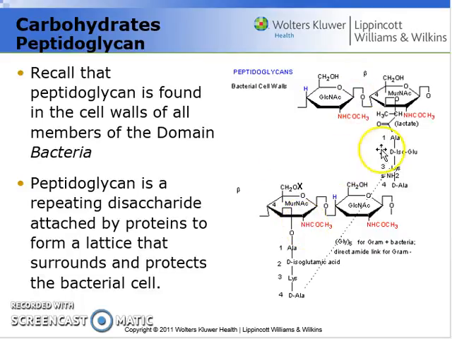So each of these chains are just held together, and they surround the bacterial cell, which provides structure for the cell, and it also provides protection for the bacterial cell. And allows us also to identify what type of bacteria we're working with. So peptidoglycan is nothing more than a repeating disaccharide that is attached to proteins. In this instance, we also have nucleic acids that make up the protein. And they form this structure that will surround the bacterial cell, providing protection to it.